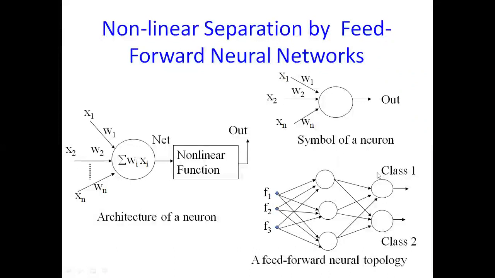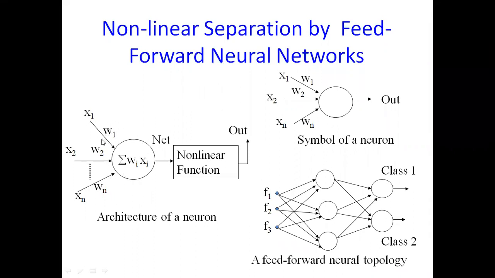Now I have started with the portion where we finished the previous class, that is nonlinear separation by feed-forward neural network. And you can see that here we have one left-hand side structure, which is basically the architecture of the neuron. And obviously, as I just mentioned, we have three input signals, or three input data, or three input patterns, coming inside the neural net.